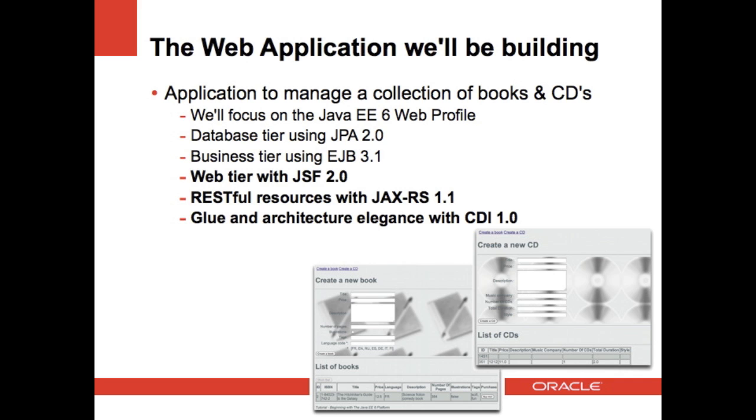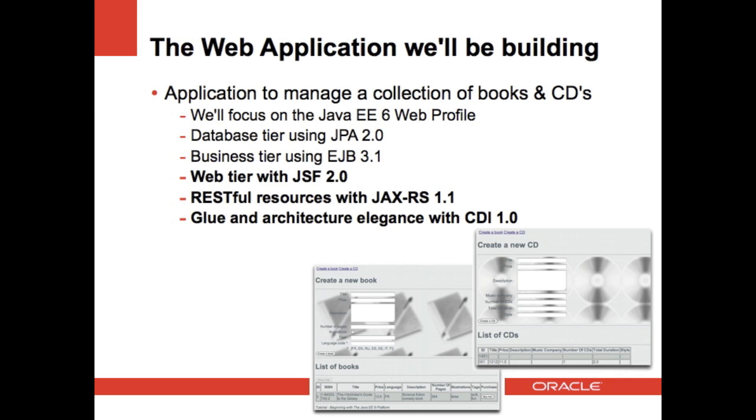Now, getting to the web application itself we're about to build, this is an application to manage a collection of books and CDs. As I said, we based everything on the Java EE6 web profile. So anything you see here should run on any Java EE6 web profile compliant server. So as part of that, you have JPA 2.0, which is an object relational mapping API. There's a business tier written using EJB 3.1, which has lots of new features, some of which we'll look at. And the three last ones are the three technologies we'll focus more on in this demo.